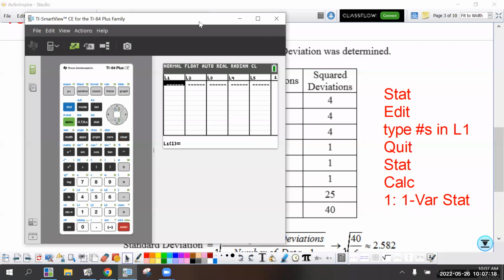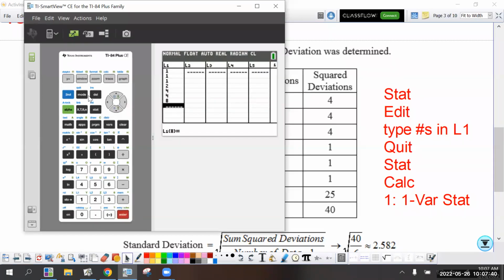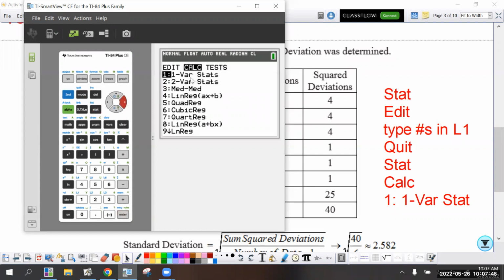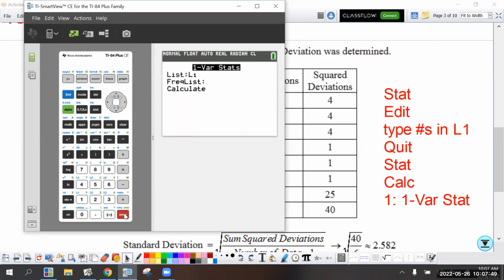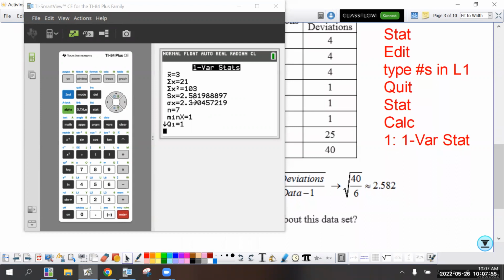And now we have to type in the number of pets. So we're going to type 1, 1, 1, 2, 4, 4, 2, 4, 4, 8. Okay. And I'm going to quit second mode, back to stat, calculate, one variable statistics, enter, enter, enter, because I have a newer calculator here. And we see standard deviation 2.52, that matches. The average is 3 pets. It's a lot of pets.